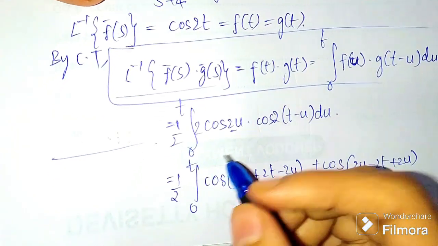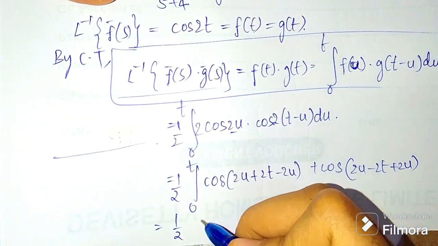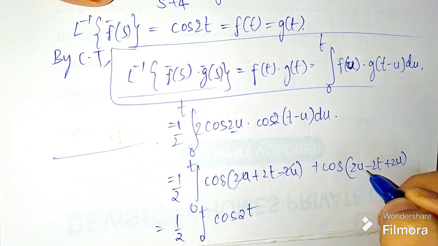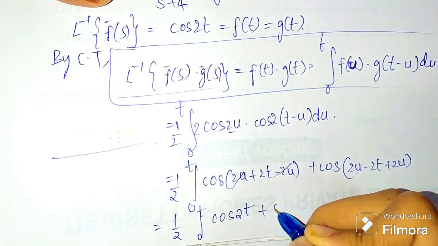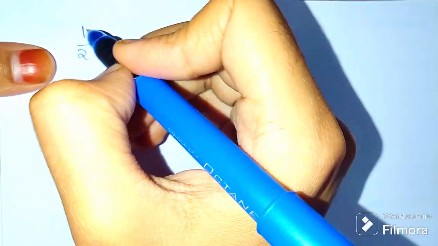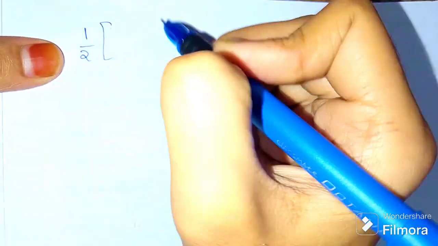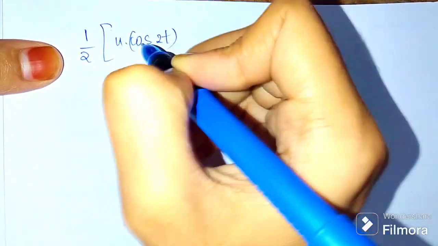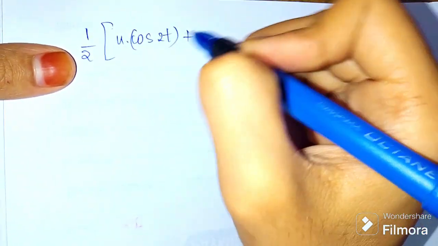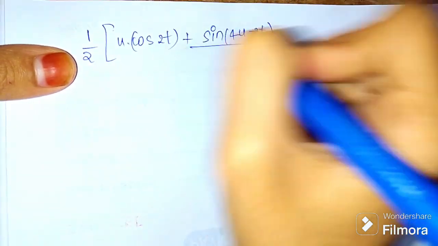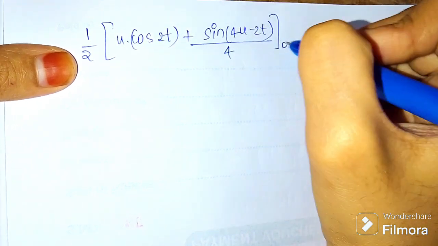So now 1 by 2, 0 to t, cancel. I'll get cos 2t. Here 2u plus 2u, 4u, minus 2t. What is the integration of cos 2t? It is a constant, with respect to u we are doing. So I'll write u into cos 2t. This is my constant. Next, cos of 4u minus 2t is there, so I'll get sine of 4u minus 2t by inner derivative 4. 0 to t are limits.